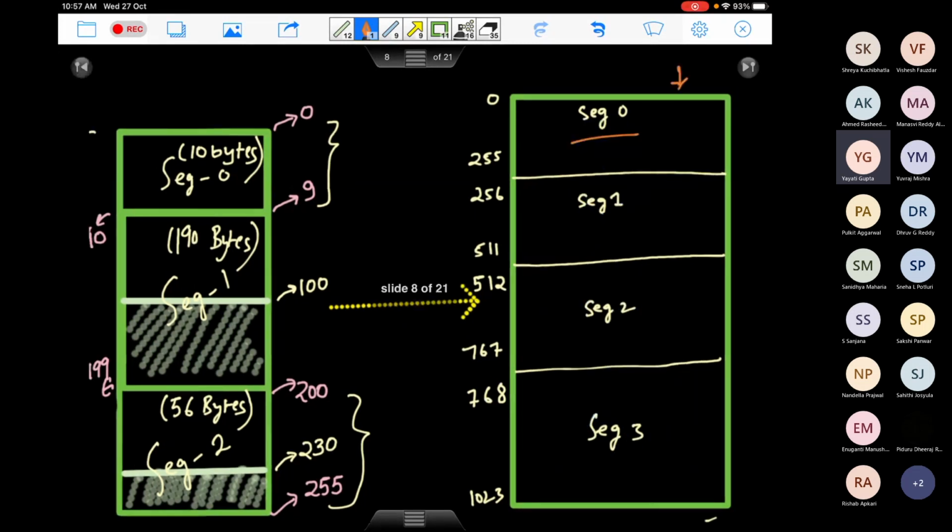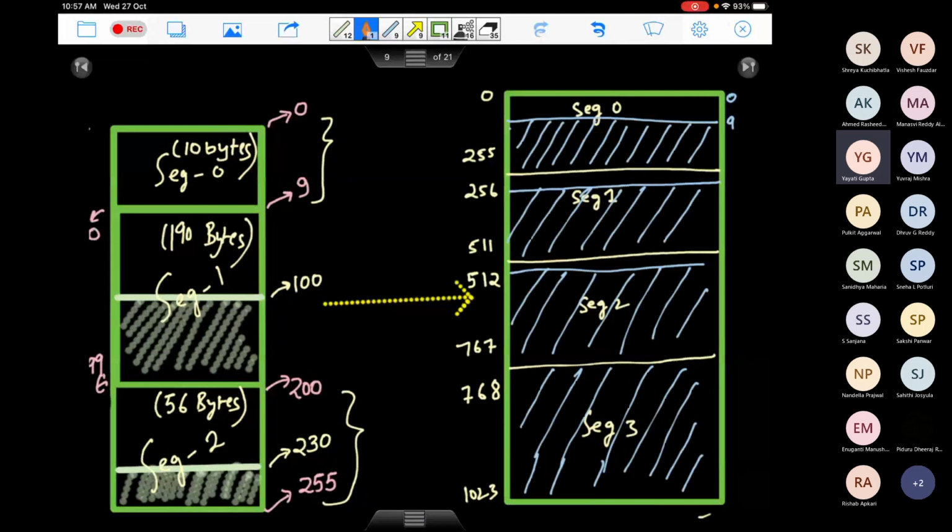But then all these segments, they won't be using all of their space. As we have seen, segment 0 was only using 10 bytes. Only this one here. All of this portion is now free. It is not being used by the process. Segment 1 was using something like 90 bytes. So 90 bytes here, they are in use. All the remaining part of segment 1 is empty. Same holds for segment 2. If you look at segment 3, we don't have any segment 3. So this entire space is empty.